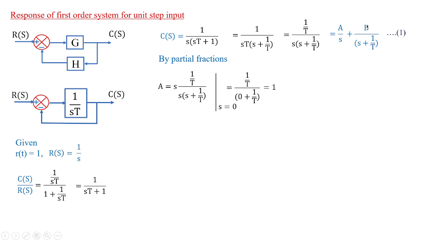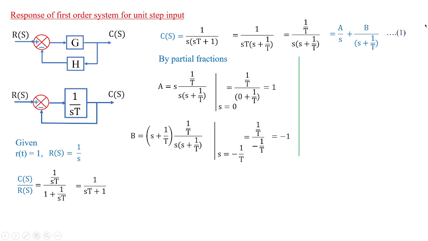Similarly, you can get the value of B by taking the transfer function (1 by T) by s into (s plus 1 by T), multiplied with (s plus 1 by T), and substituting s equal to minus 1 by T. So you can see B is equal to (s plus 1 by T) times the transfer function given as (1 by T) by s into (s plus 1 by T). So this (s plus 1 by T) cancels in the numerator and denominator, and you are left with (1 by T) divided by s, and you have to substitute s equal to minus 1 by T. So we're going to get the value of B equal to -1.